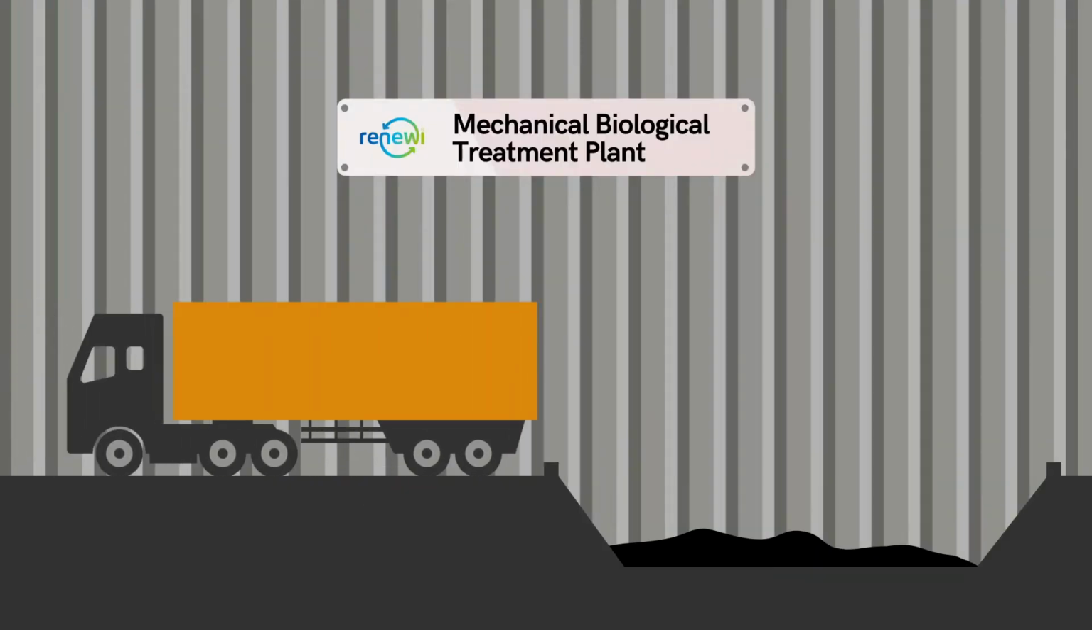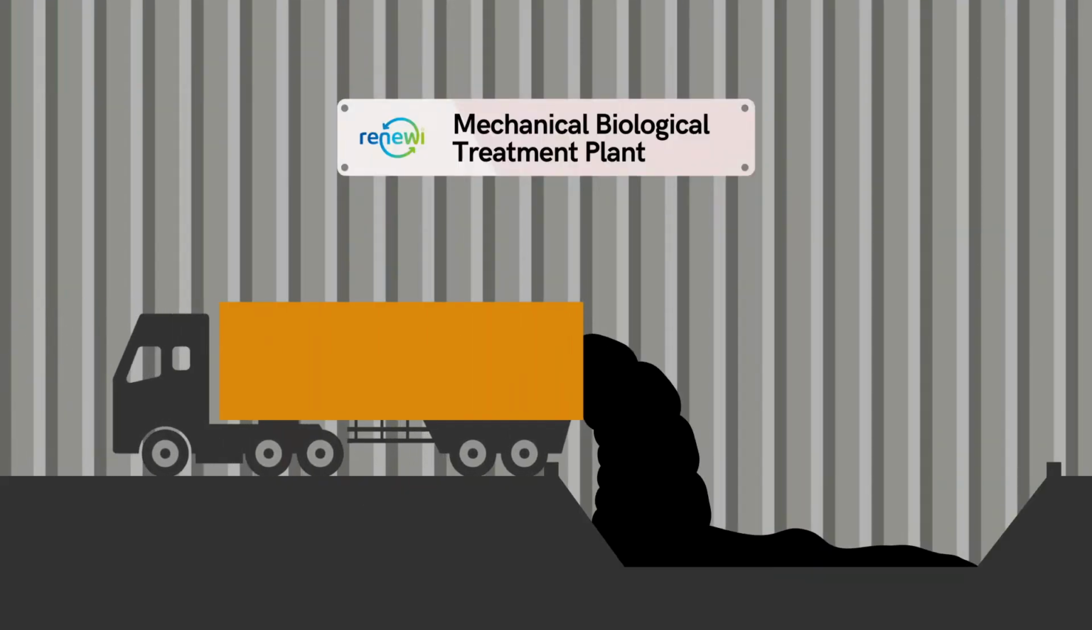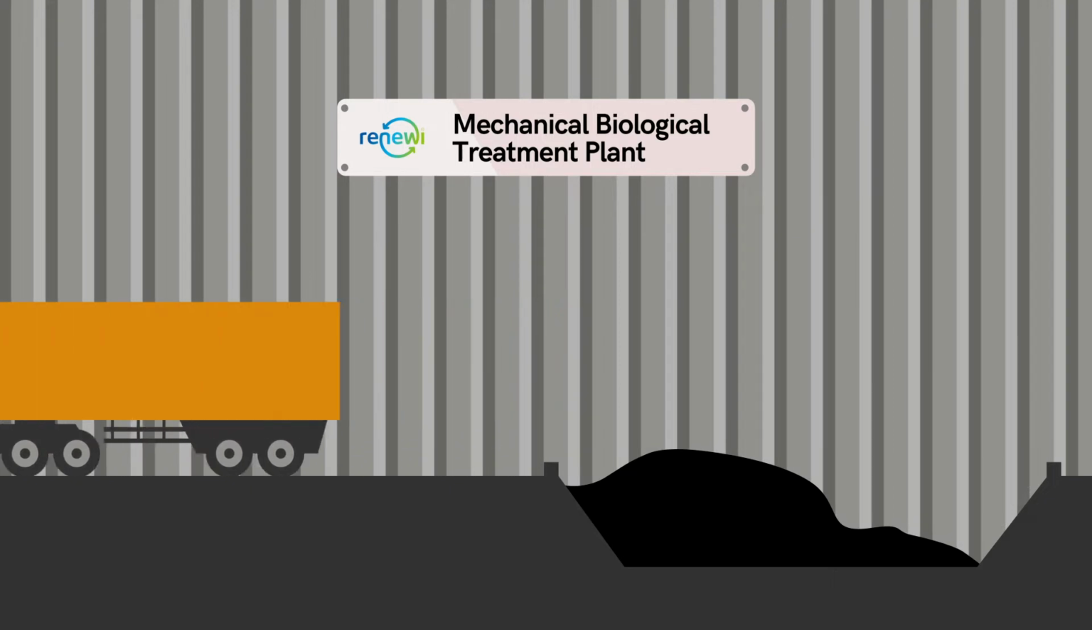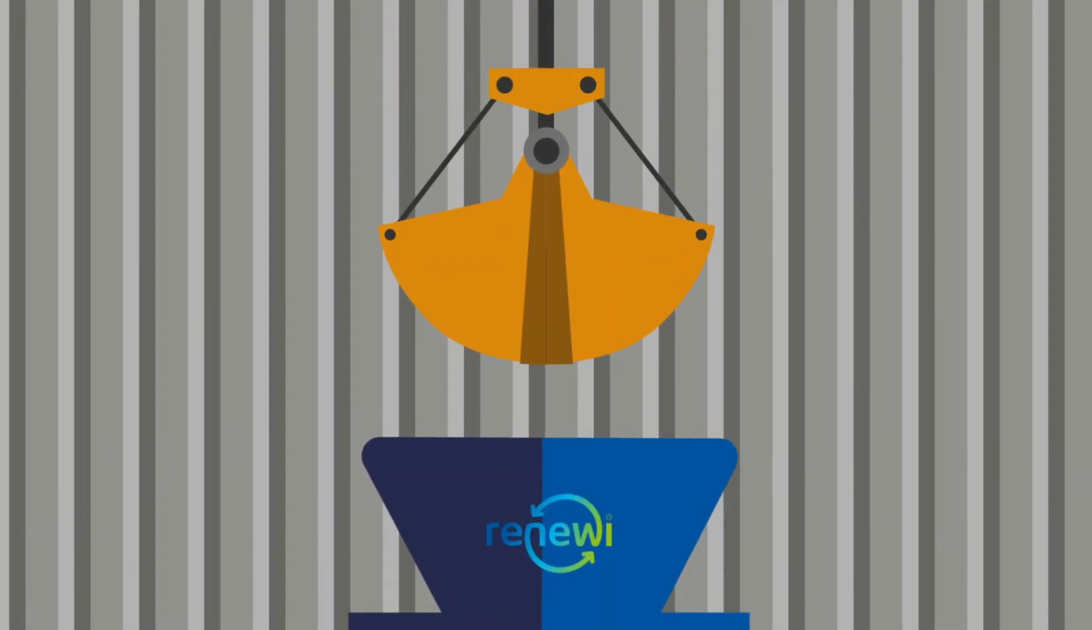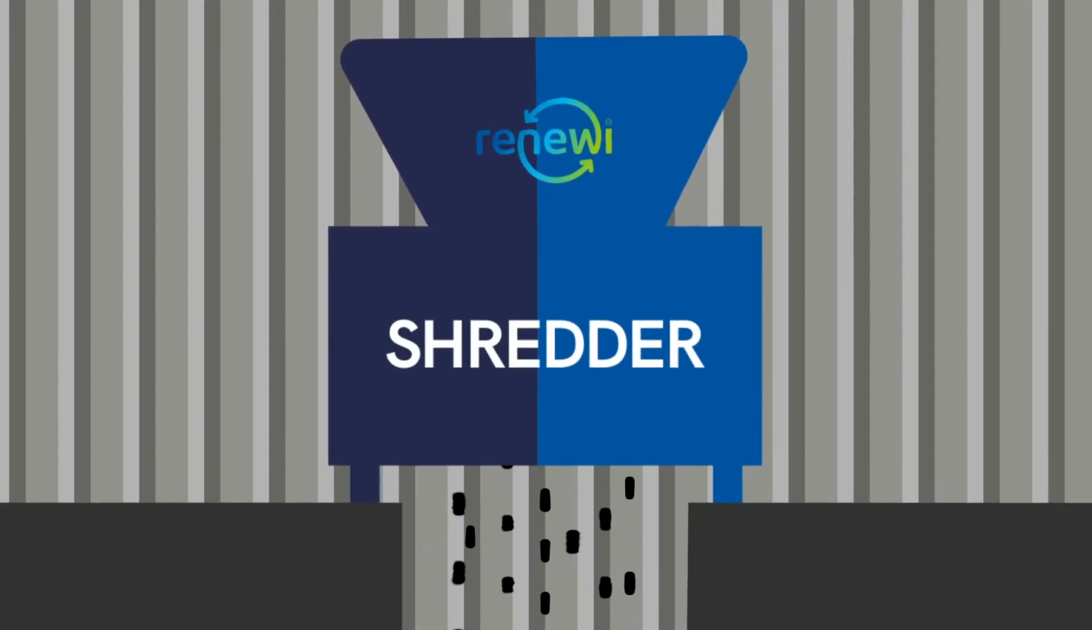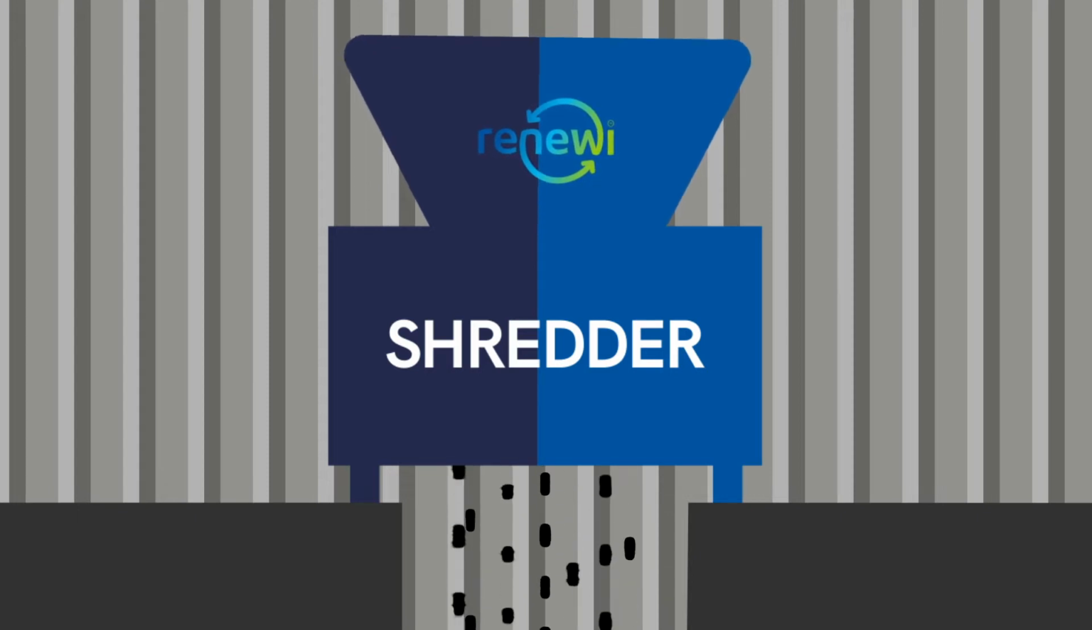The waste is emptied into the reception pit of the Mechanical Biological Treatment Plant, or MBT. It's called an MBT because waste is treated both mechanically and biologically. The waste is then dropped into the shredder by a crane. It is shredded to around 30 centimetres, 12 inches. Making the waste more uniform in size makes it easier to process and sort, as well as making sure it fits on our conveyor belts.